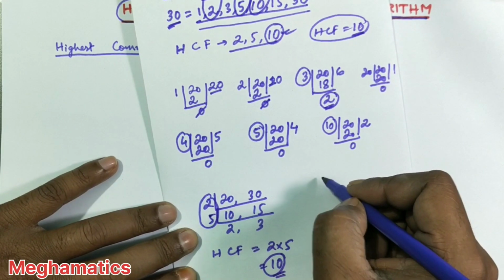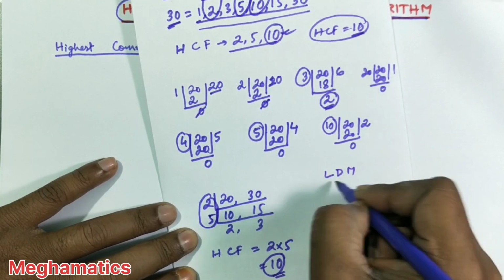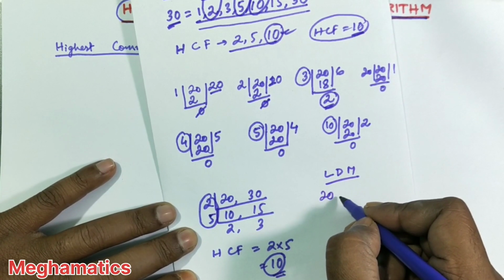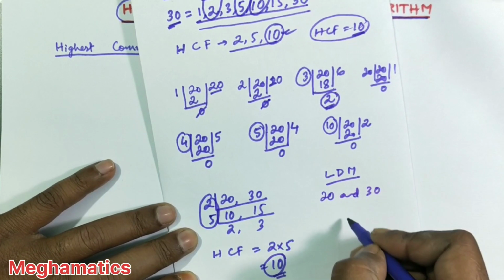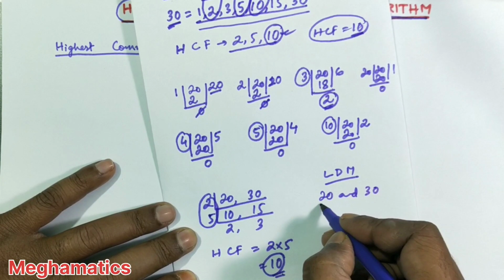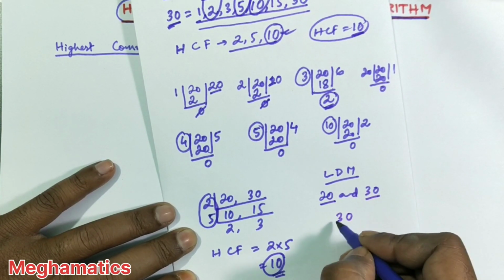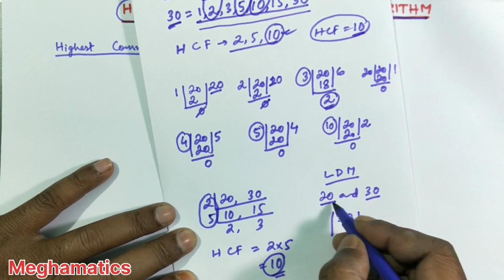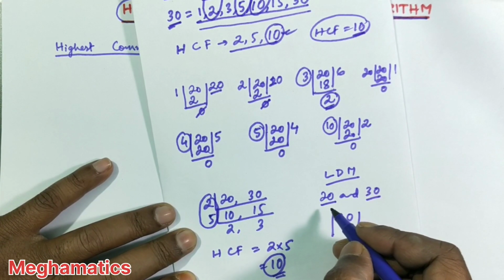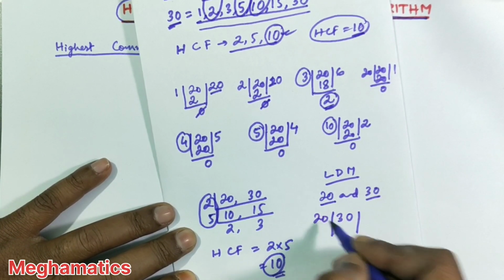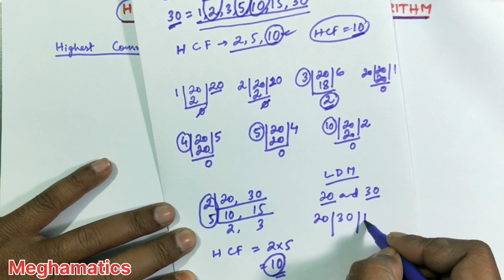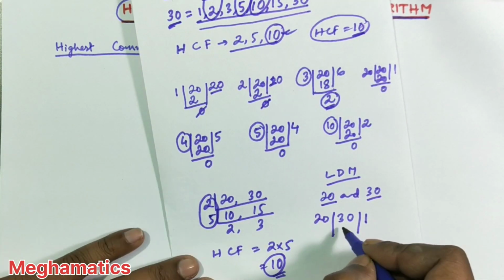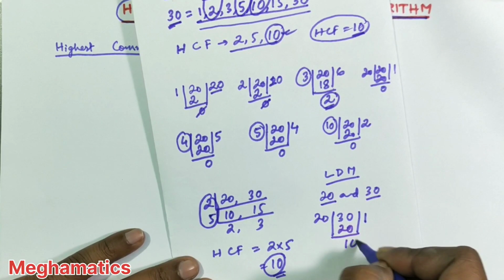Then again we have another method, that is the long division method. In the long division method, suppose we need to find the HCF of 20 and 30. So we write the bigger number first. If we compare these two numbers, 30 is the bigger one. Then we divide by the smaller number, 20. So if we divide 30 with 20, we are getting 1 time. 20 ones are 20, but if we take 2 times, it is 40, so we cannot take 2 times. So 1 time we take, so 20 here, and the remainder is 10.